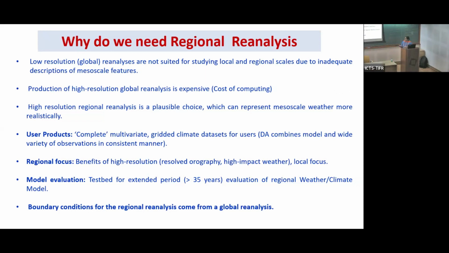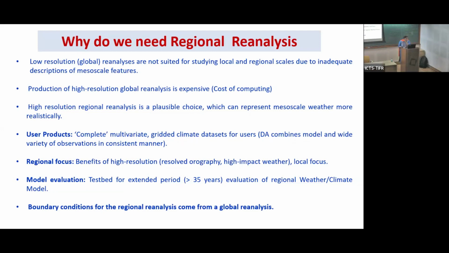So then the user product: a complete multivariate gridded climate data set for users. DA combines models and a wide variety of observations in a consistent manner. And regional focus: when we do the regional reanalysis, we can focus more on the regional climate, with the benefits of high resolution, the resolved orography, and high impact weather. And model evaluation: we can have the test bed for extended period evaluation of regional weather and climate models.